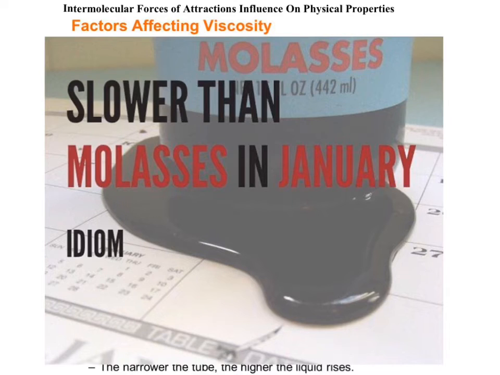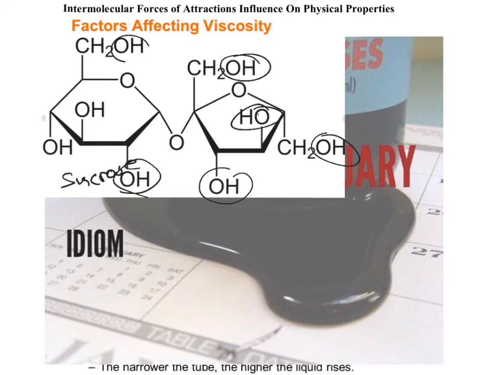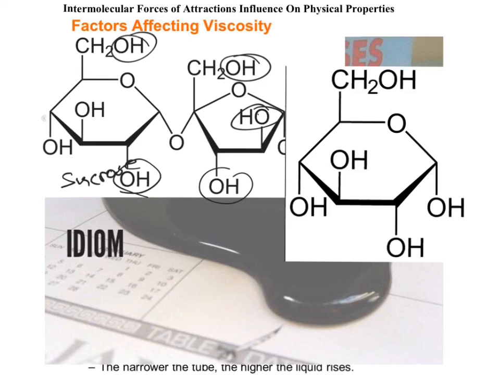Let me show you what molecules you would find in molasses. First, you'd find mostly sucrose, that's table sugar. Note all of the OH groups that you would see. Okay. Then another sugar you'll find is glucose.